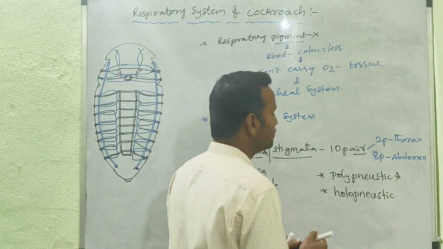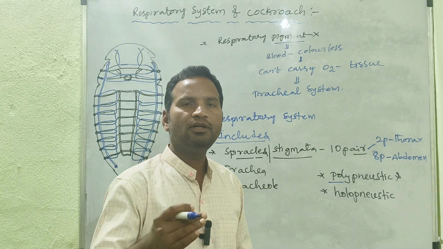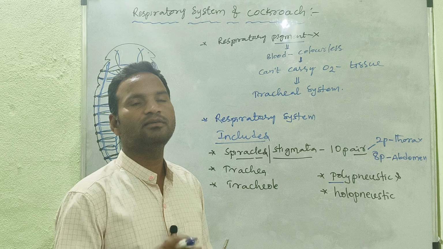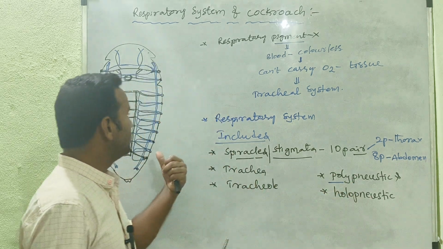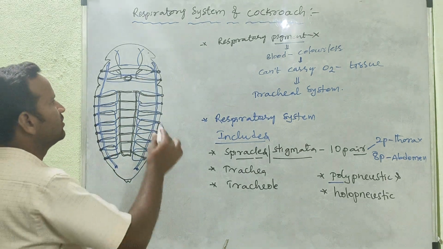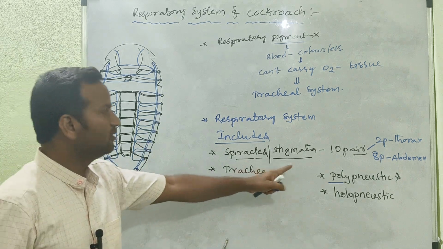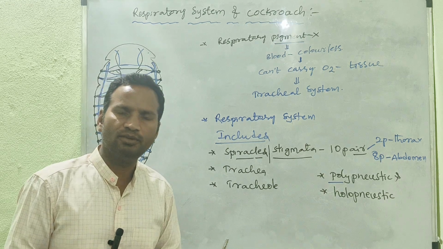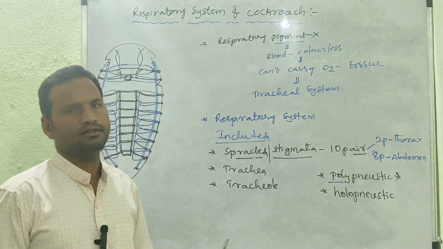What is the meaning of polynucleatic? You know very well the meaning of poly. Poly means more than three. If more than three spiracles are present in the organism, that is considered a polynucleatic respiratory system. I already told you that there are 10 pairs, which means more than 3 pairs of spiracles are present in the body. That's why it is called the polynucleatic respiratory system.